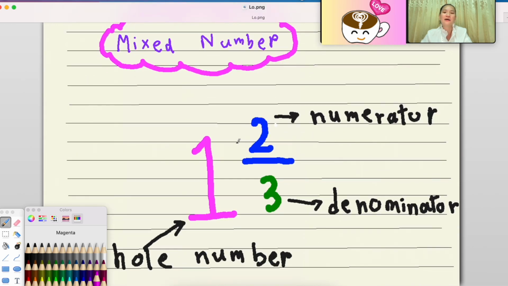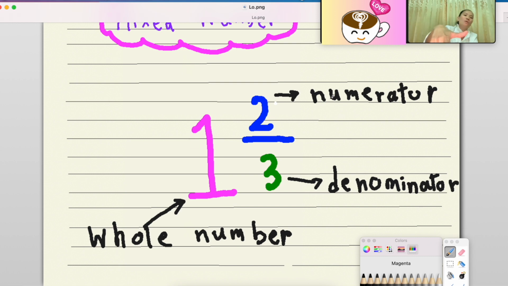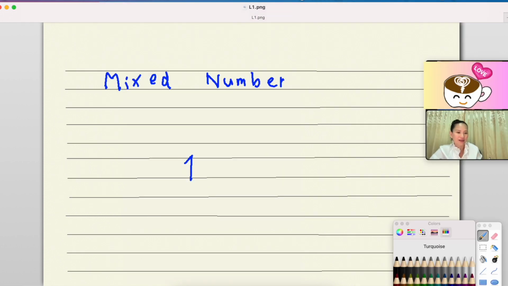We would like to know about mixed numbers. Can you write down with me super quick? If you have 1 and 2 out of 3, the top one you call the numerator, and the bottom one you call the denominator, like 1 and 2 out of 3.